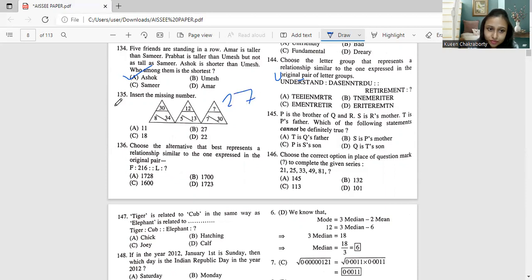The simple logic is, for the first one I'll write it down, 34 minus 8 whole bracket plus 4 will give us 30. And similarly for the last triangle, that is 30 minus 7 plus 4, that will give us 27. So 27 will be the correct answer. Okay. So we have discussed question number 135 here. The correct option to question number 135 was option B, 27.